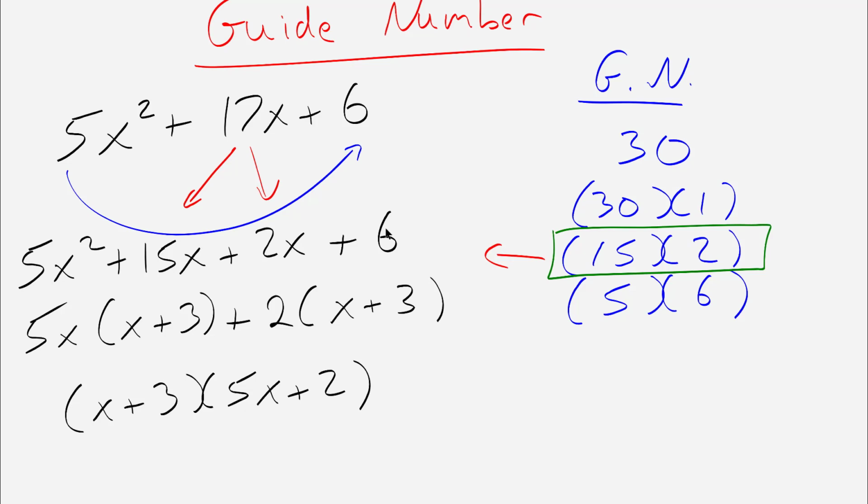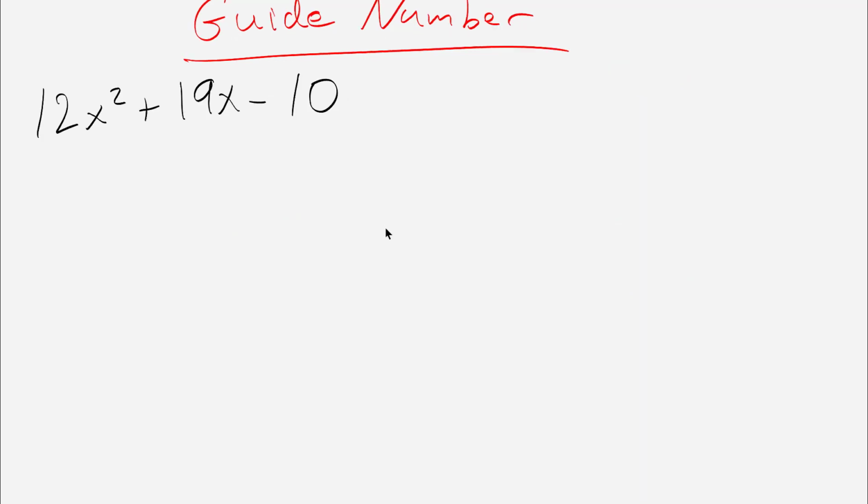Let's look at one more example. So 12x squared plus 19x minus 10. So once again, let's get our guide number. Our guide number we get by multiplying the first number by the last number. So 12 by 10, we're going to say is 120.